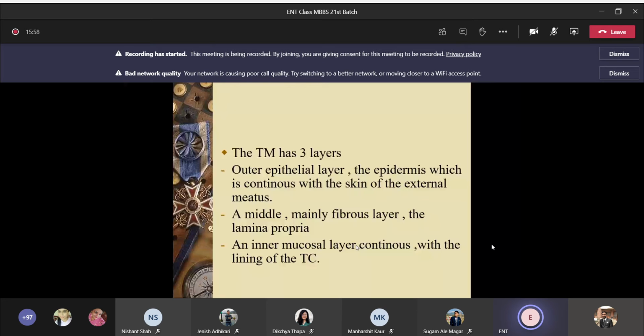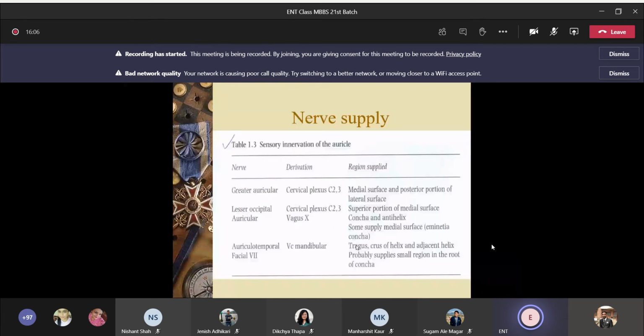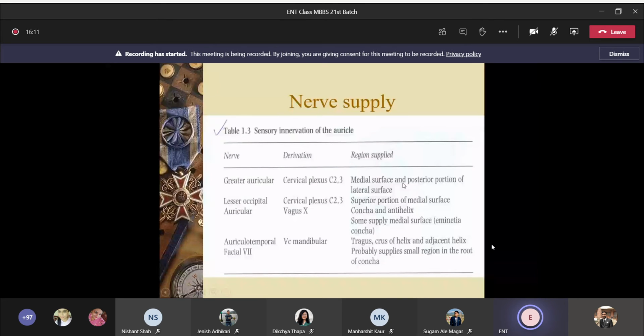Now, this is the sensory innervation of the pinna or auricle. It is supplied by the greater auricular nerve, which supplies the medial surface and the posterior portion of the lateral surface; the lesser occipital nerve, the superior portion of the medial surface; the auricular nerve, a branch of the vagus nerve, supplies the concha, antihelix and the medial surface; and the auriculotemporal nerve is a branch of the fifth nerve, mandibular branch. The tragus, crus of helix and adjacent helix are supplied by it, and the seventh facial nerve supplies a small region in the root of the concha.